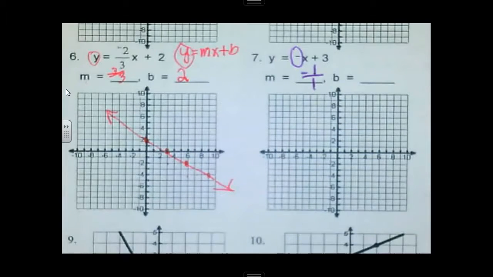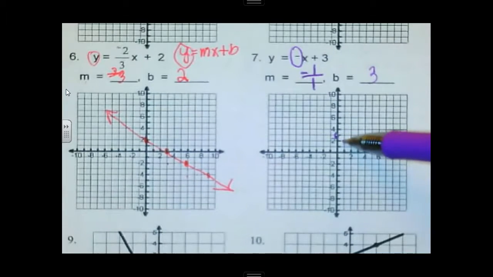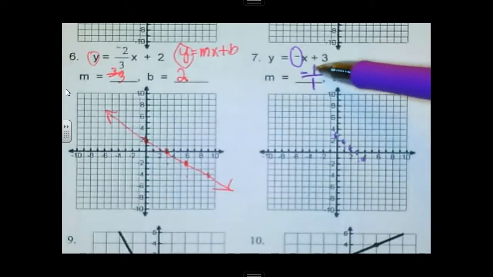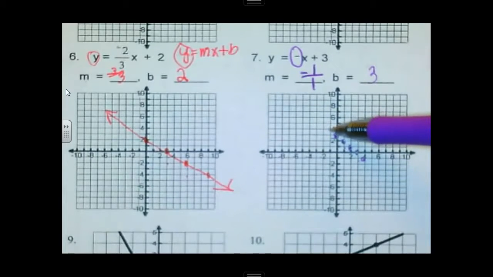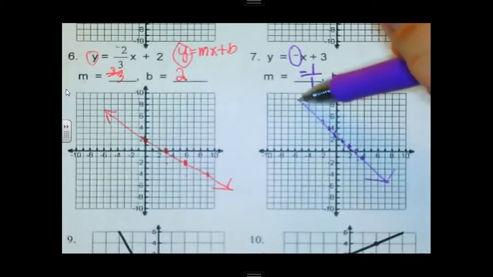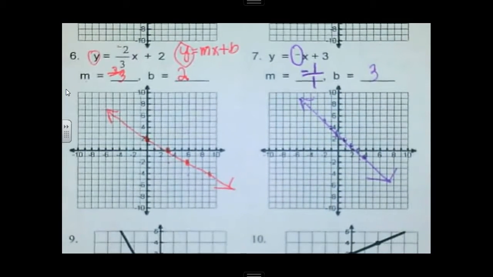What's my y-intercept, Pascal? 3. Okay, so I start where it crosses my y-axis at 3. I'm going to use my slope, -1 over 1. So I'm going to go down 1 to the right 1, down one to the right one. I'm going to put a lot of them on there. Or I could go up one to the left one. And there's my line. Okay?